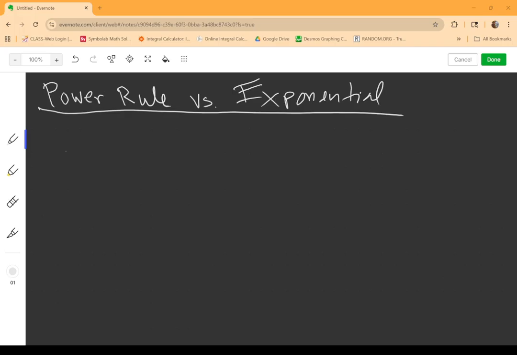Okay, so here we're going to take a look at the power rule versus the exponential. But before we get into that, let's just revisit the power rule, and we're going to prove the power rule for any real number. In a first semester calculus course, you've probably proved it for any rational number. But now we're going to expand it, right? So we're going to say if n is any real number.